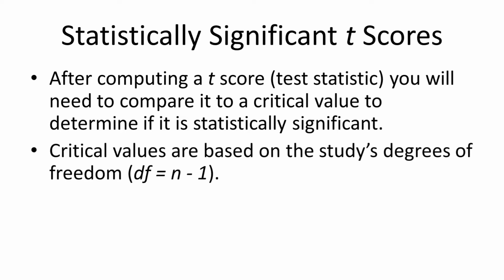So the way we make this comparison with the t-test is to look up the critical value of t in a table based on your study's degrees of freedom. And degrees of freedom can be defined as n-1. So take your sample size and subtract 1 from that, and you'll get your degrees of freedom. So n is just the number of participants in your study, -1 equals degrees of freedom.